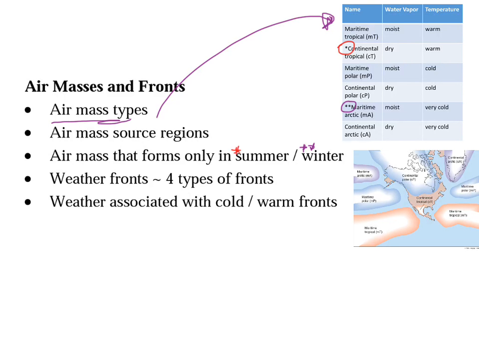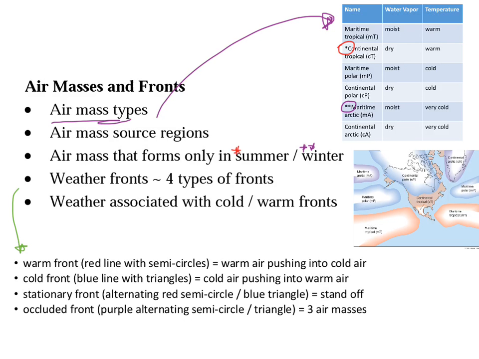So source regions are where a chunk of air hangs out for a while to pick up being warm or cold, dry or moist. Okay, so weather fronts. Weather fronts are where two air masses meet. And there are four types of weather fronts: a warm front, a cold front, a stationary front, and an occluded front.